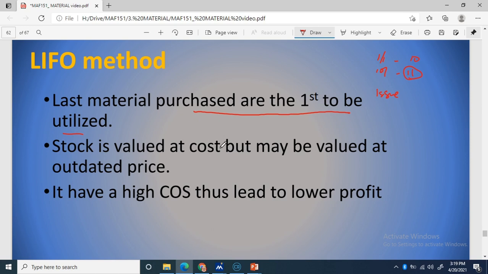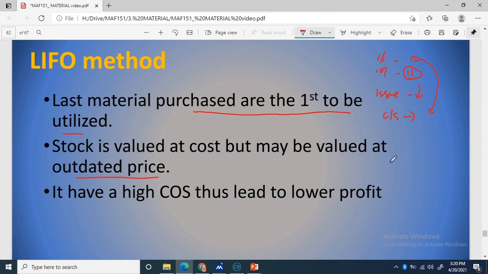So stock is valued at cost but may be valued at an outdated price. When you issue at the latest price, your closing stock will be at the price that you purchased earlier. So your closing stock may be at an outdated price because the price keeps changing. Okay, it has a high cost of sales that leads to lower profit.